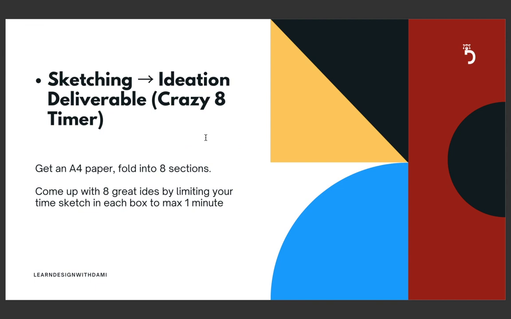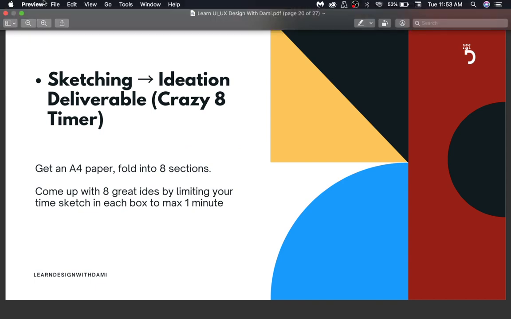All right, take an A4 paper, fold it into 8 sections. So you have 1, 2, 3, 4, 5, 6, 7, 8, right? 8 sections. So you have to come up with 8 ideas, 8 sketches. But in coming up with these 8 sketches, you don't have the luxury of time. On each box, you mustn't spend more than 1 minute. So I'll be giving us that task now. I'll be starting the timer from my end. So I want us all to keep sketching with me.